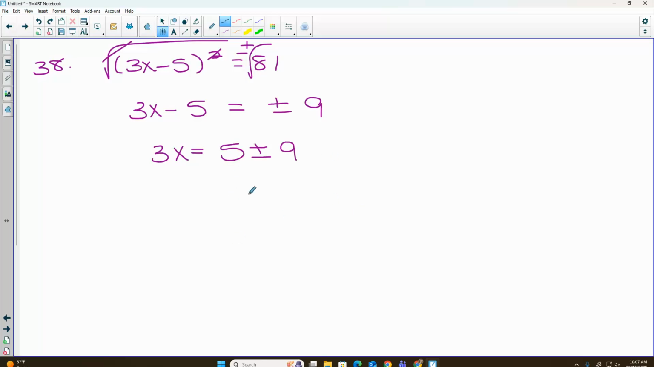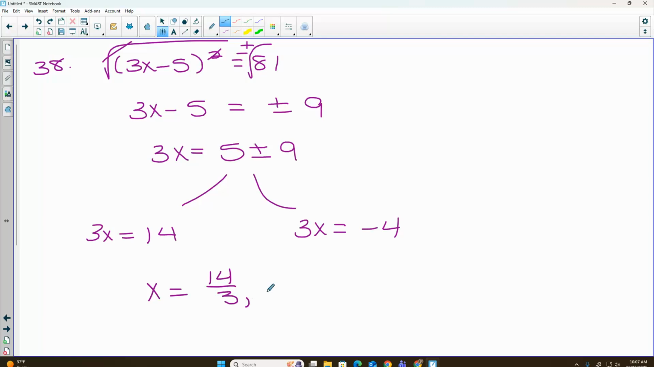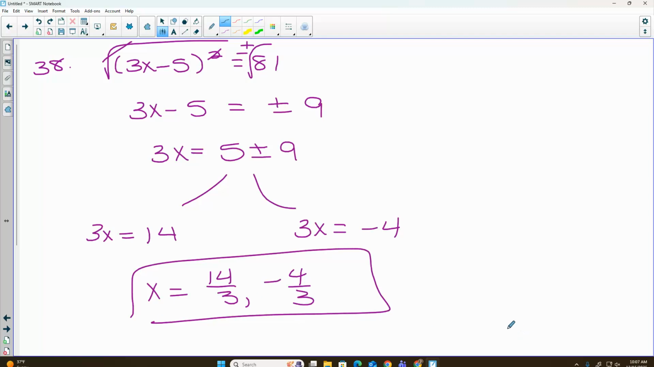What you need to realize, these are like terms. We can simplify that. 5 plus 9 is 14. Over here, 5 minus 9 is negative 4. So then if you divide by 3, you get 14 over 3 and negative 4 over 3. So because there was no i or radical when we did our square root, we're able to just combine like terms.